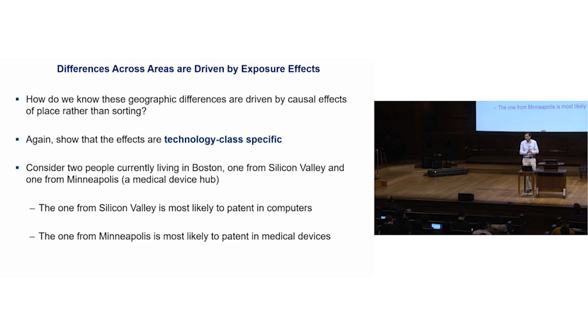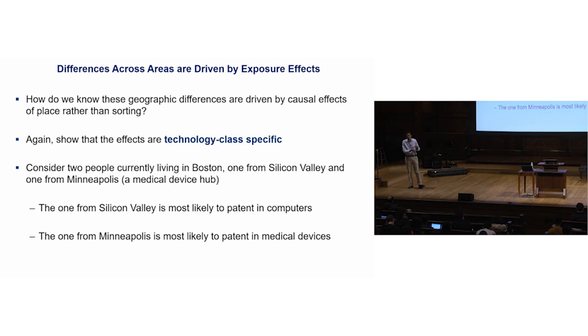In the paper, we estimate what's called a fixed effects regression model to show the result I'm going to describe, but I'll describe it with an example, which captures the central idea. Suppose you have two people who are currently living in Boston, and one of them grew up in Silicon Valley and one grew up in Minneapolis, which you may not know is a medical device hub. There are a lot of firms that manufacture medical devices in Minneapolis, right? If you look at the data, effectively what you see is this: the kid who's currently living in Boston, if they grew up in Silicon Valley, is much more likely to patent in computers. And if they grew up in Minneapolis, they're much more likely to patent in medical devices.